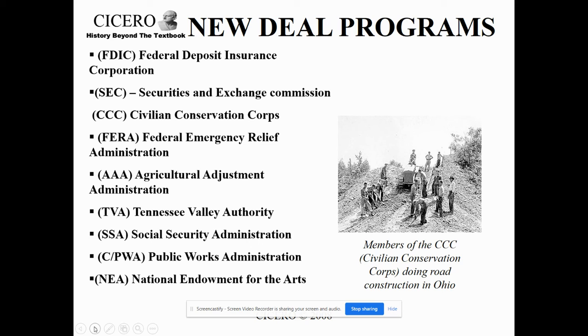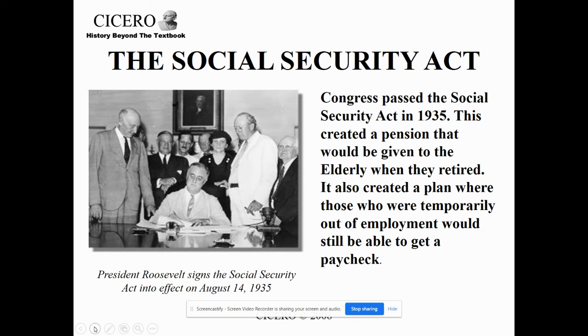Remember, you can pause this for as long as you need it, but once you have this chart made, underneath where you wrote National Endowment for the Arts, you're going to add just one program description. And it's probably the most important one, so I want to make sure we focus on the Social Security Act. Social Security Act was passed in 1935, and the original purpose was it created a pension that would be given to the elderly when they retired, and they would get like a monthly check.